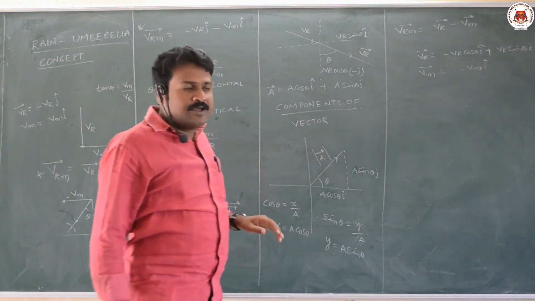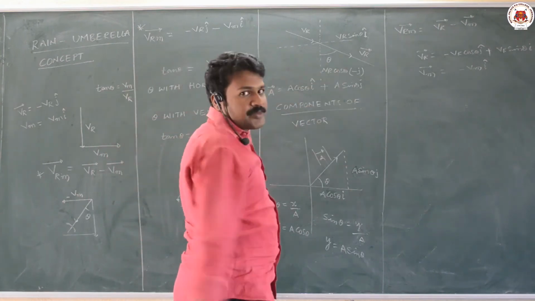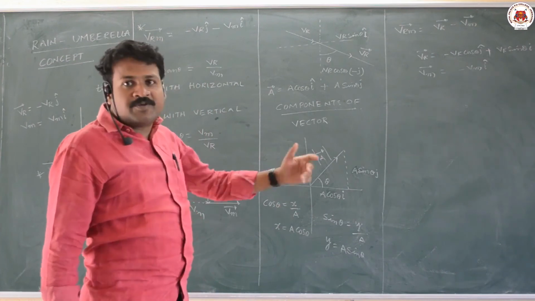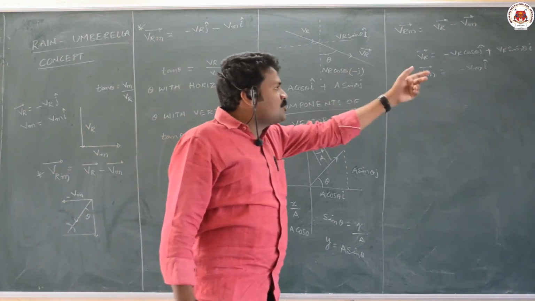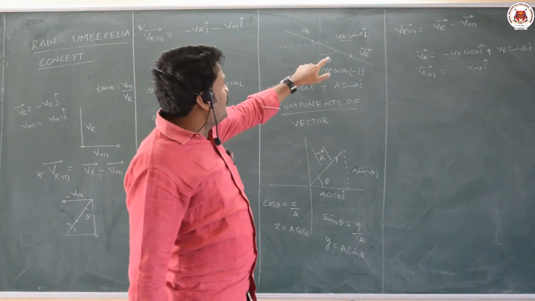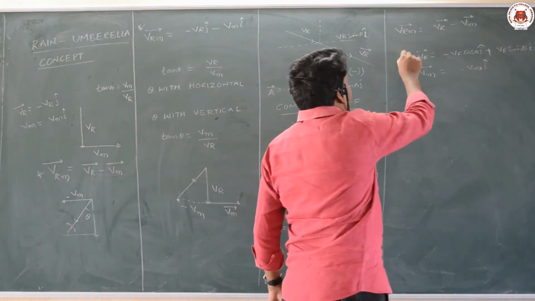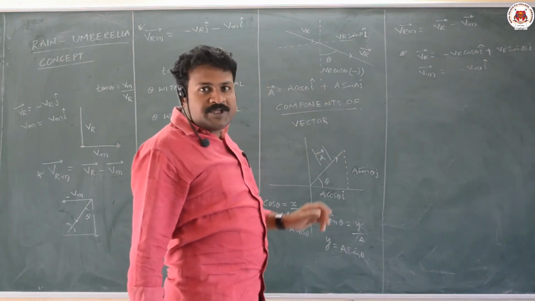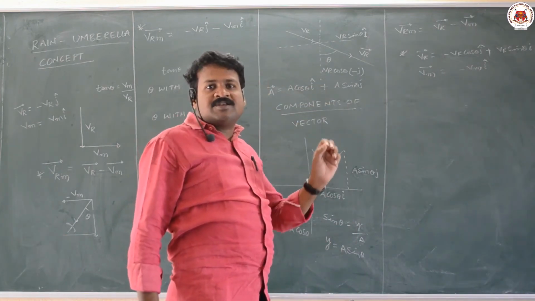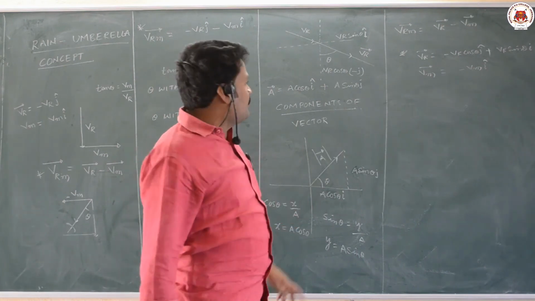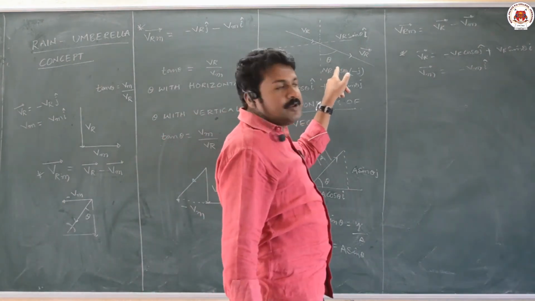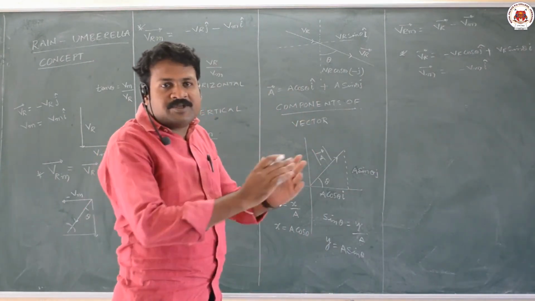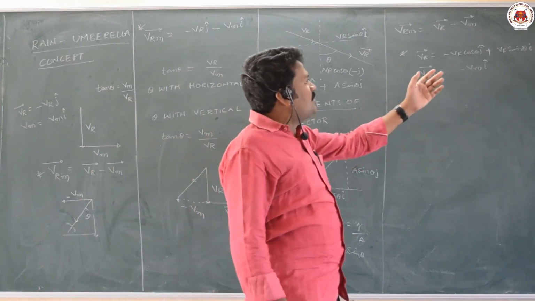The condition is rain is falling at a certain angle. The person is running forward. At what angle does he have to hold the umbrella? Means the rain velocity you write in vector form by taking a coordinate system. If rain is falling at an angle 37 degrees with vertical, this is theta. There you write the velocity of rain. Then the man is running forward, so you can take the velocity of man as i.